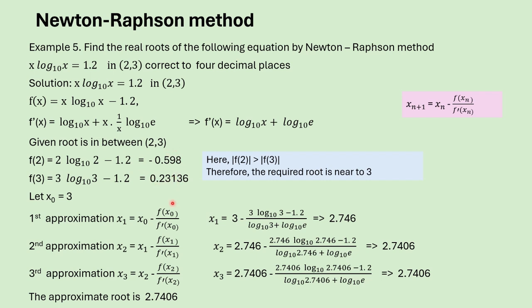Now here modulus of f of 2 is more than modulus of f of 3. See, when we take modulus, we know 0.5 here it is given, and 0.2 here. So 0.5 is more, so this is more than this. So therefore the required root will lie near whichever is less. So in this case f of 3 is less, so it will lie near 3.